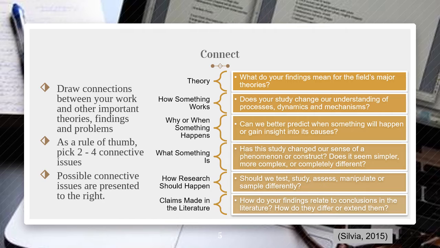You want to make this connection to maybe give ideas about how research should happen. So should we test, study, assess, manipulate, or sample differently? Are these samples that are typically used inappropriate for the greater population? And you may also decide to look at how your findings relate to claims that have been made in the literature. Do your findings extend these claims? Do they differ from them? These are all things that you can do to draw these connections and questions you could ask yourself in how to situate your findings within the field as a whole.